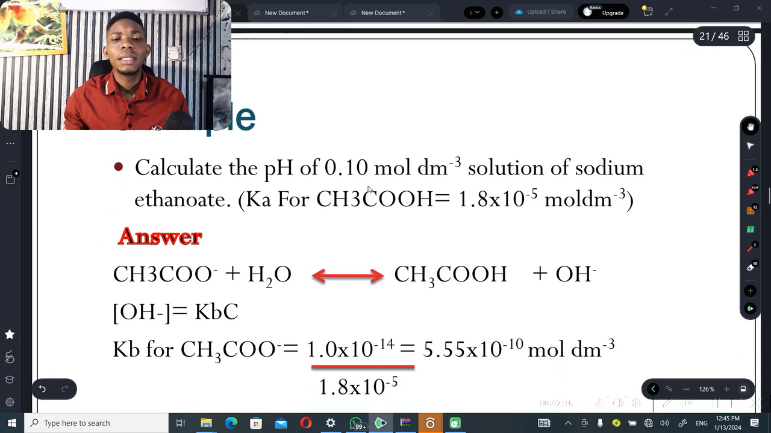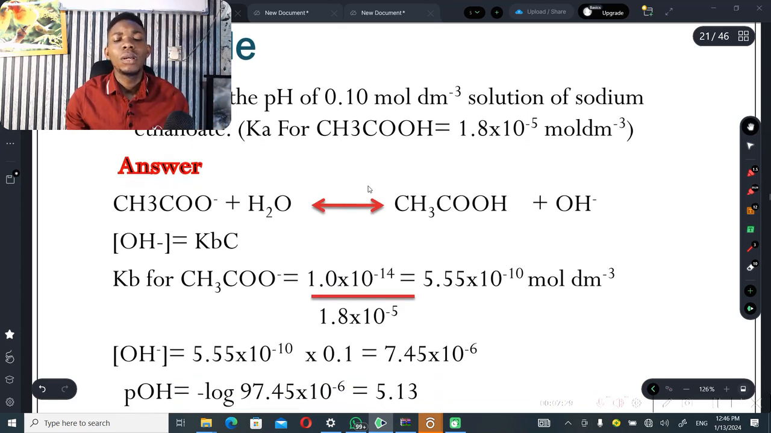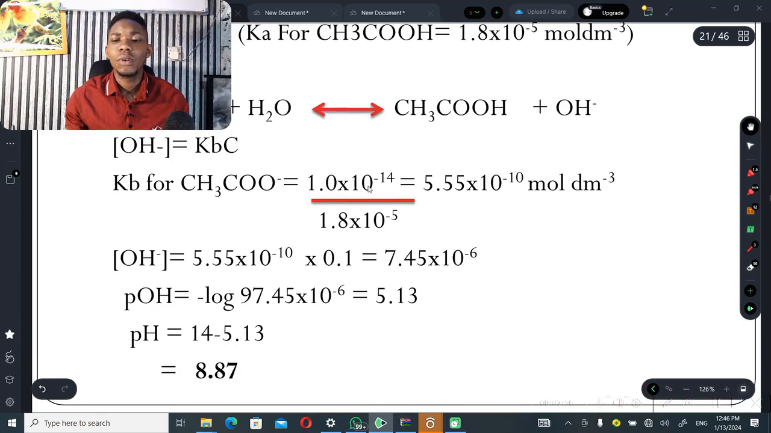So that is one. Now you have an example here. Calculate the pH of a 0.10 mole solution of sodium ethanoate. Ka for ethanoic acid is 1.8 times 10 raised to the power of minus 5 mole per dm cube. Now at this point in time, what do you do? It's very easy, but then we have to solve it.